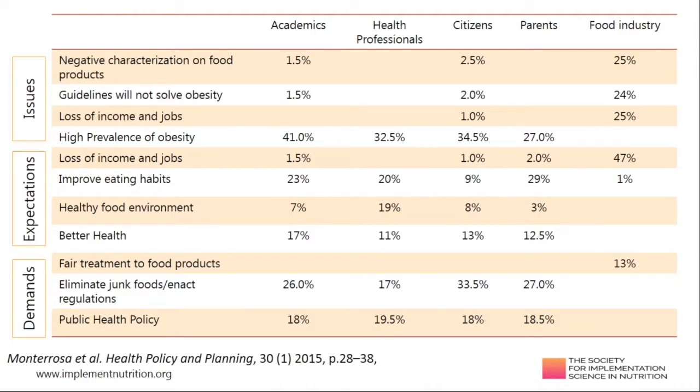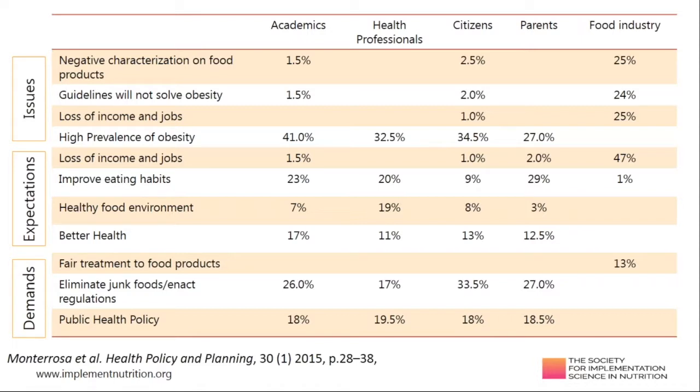So on this table, in the top row, we have 5 actor types. And in the left column are the top 3 codes for the issues, expectations, and demands. The table shows the number of times the codes appear in the responses expressed as a percent.